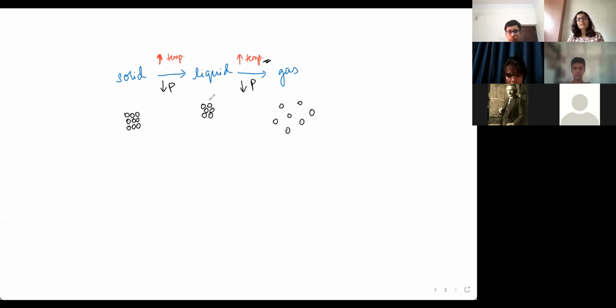Breaking basically means it increases the space between the individual particles, and how they are packed is basically whether something is solid, liquid, or gas, right? So increasing or decreasing the pressure manipulates this space between the particles. So that's what we're doing by manipulating the pressure.